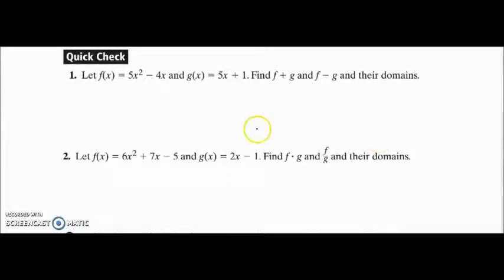All right, try the quick checks for these two. The first ones are adding and subtracting, and the second ones are multiplying and dividing.